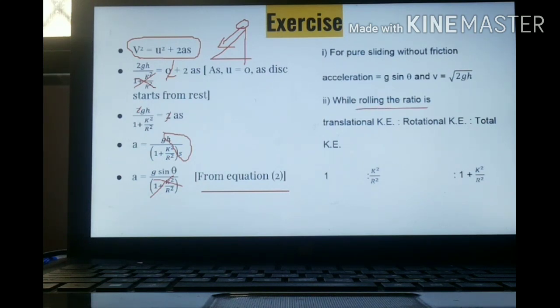But whenever it is rolling, the ratio of translational kinetic energy to rotational kinetic energy to total kinetic energy is equal to 1 : k square upon r square : 1 plus k square upon r square. Translational's value is 1, rotational's value is k square upon r square, and total kinetic energy's value is 1 plus k square upon r square.